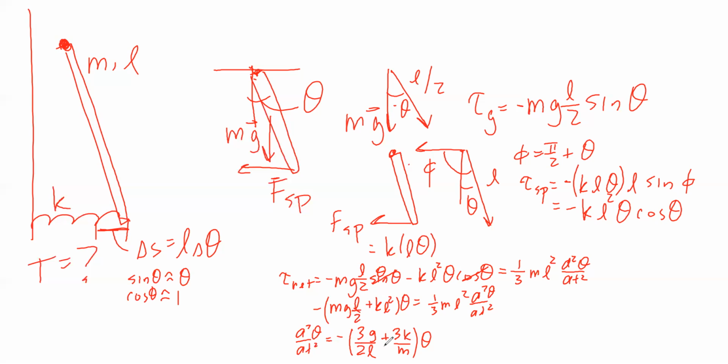So just for completeness, the angular frequency is then the square root of all that: 3g over 2L plus 3k over m. And then the period is just 2 pi over that. So that's a little bit harder to calculate, so we'll just leave it at that. The period is 2 pi divided by this answer.